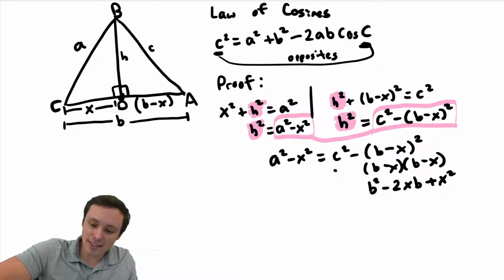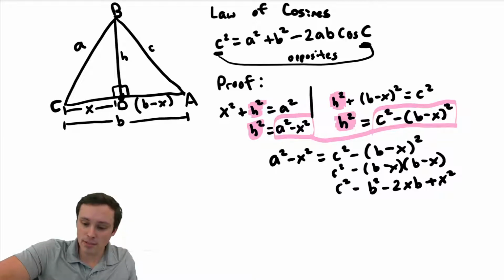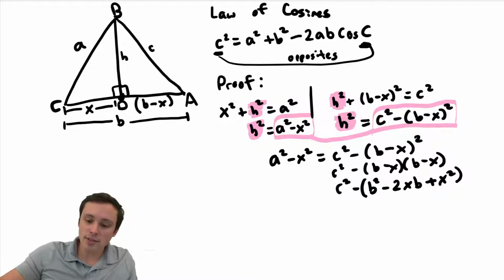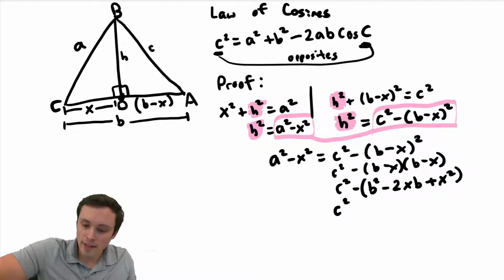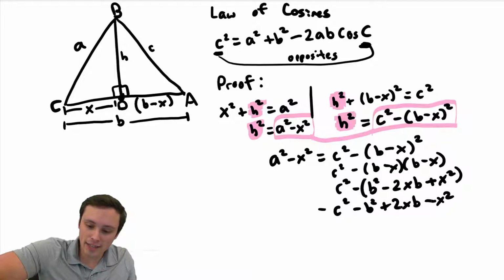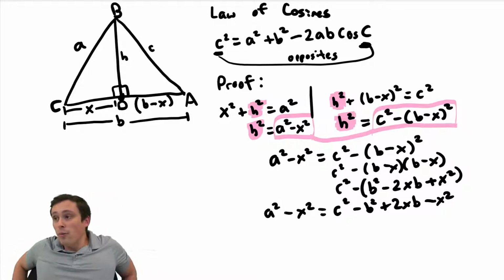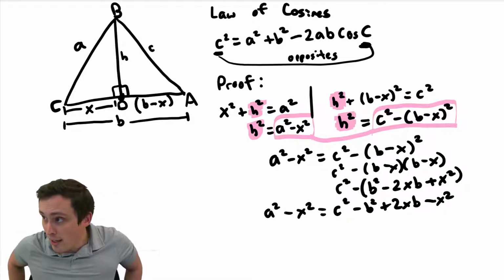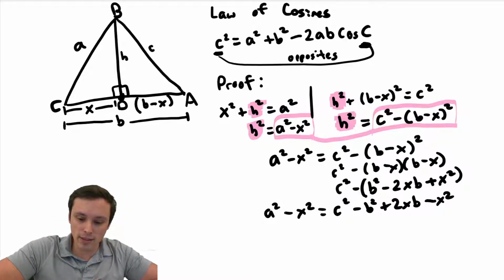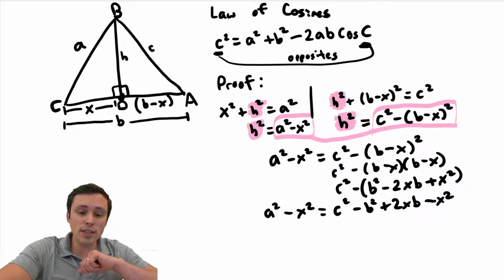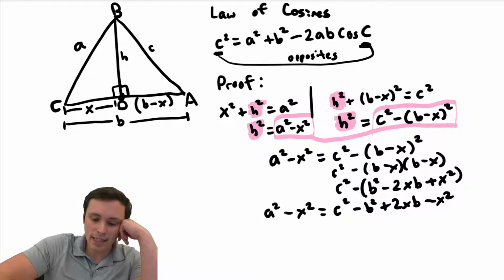Now, we've got the c squared minus that on both of these steps, and it's minus that quantity. So how would we simplify that? Well, we're going to have c squared, and then we'd have minus b squared plus 2xb minus x squared. Okay, and the left-hand side of our equation is still a squared minus x squared. Wow, are we getting anywhere? It almost looks worse. Well, do you notice that we have a negative x squared on both sides? So could we just add x squared to both sides? If we did that, it would go away.